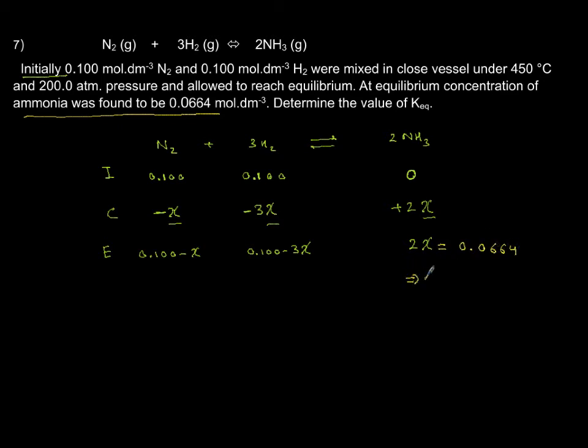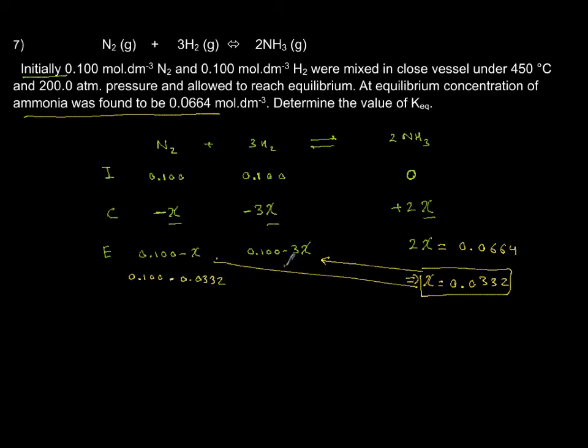So what I can get together, x is equal to 0.0332. Now I'm going to put this value and plug it into hydrogen and also plug it into nitrogen. So I have 0.100 minus 0.0332, and here I have 0.10 minus 3 times as much, 3 times 0.0332. Now we are ready for calculations of equilibrium.